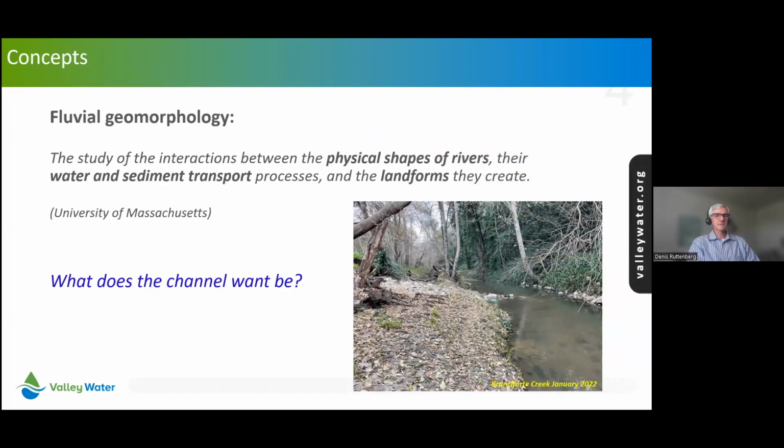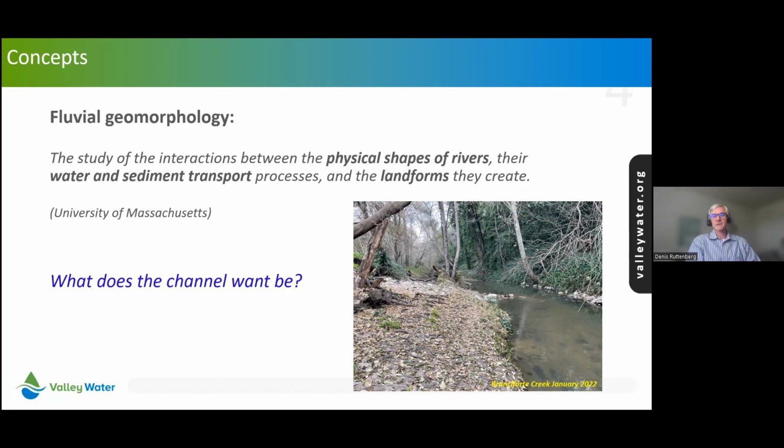So what is fluvial geomorphology? Just putting the words together, it relates to flowing rivers and the shape of the rivers. According to the University of Massachusetts, it's the study of interactions between the physical shape of a river and its ability to transport water and sediment and the kinds of landforms that they create.